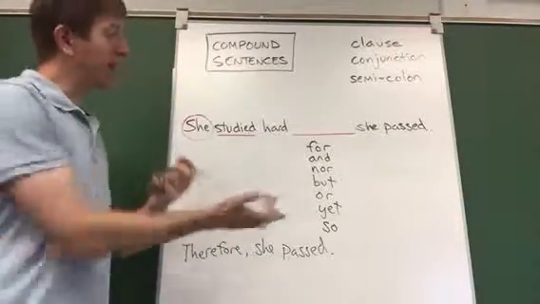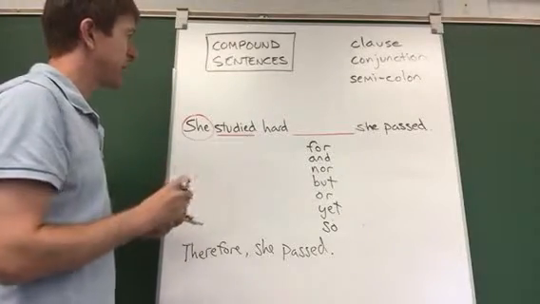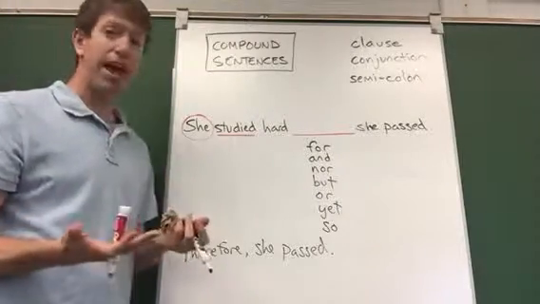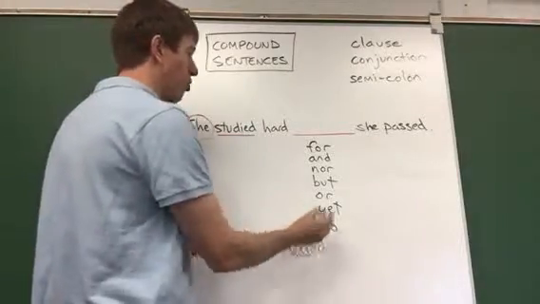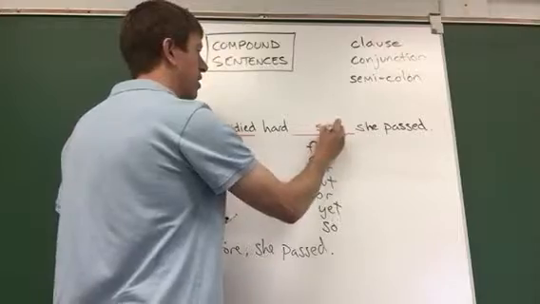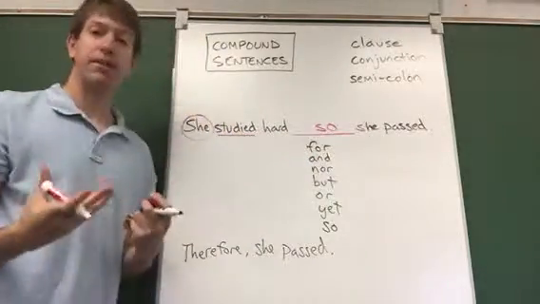So which one, I mean, they all have slightly different meanings, as you know. So which one would fit best here? She studied hard and she passed. That would be okay. The best one would probably be so. So I'm going to put so in there. She studied hard, so she passed. Now we have a compound sentence.